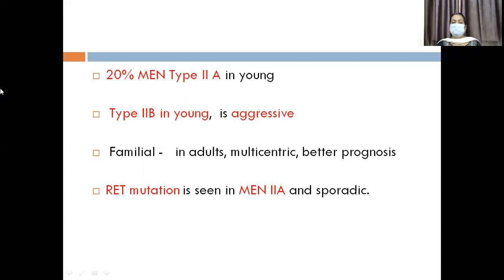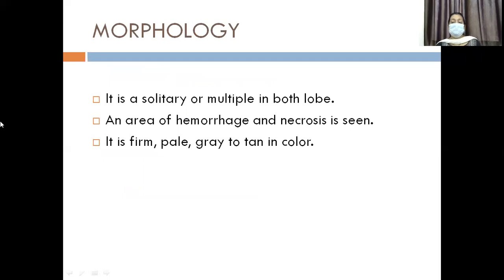In the familial type, it is usually associated with MEN, that is MEN 2A, MEN 2B. Both occur in the young, and they are aggressive. Unlike the sporadic type, it is multicentric. The RET mutation is seen in MEN 2A. MEN is multiple endocrine neoplasia. MEN 1 is parathyroid, pituitary adenoma, and remember that. MEN 2 is associated with medullary carcinoma thyroid.